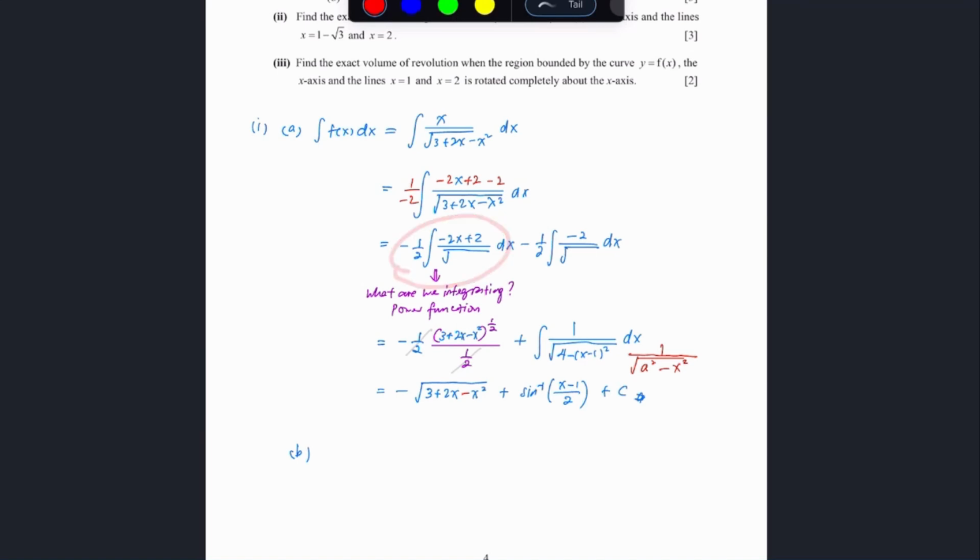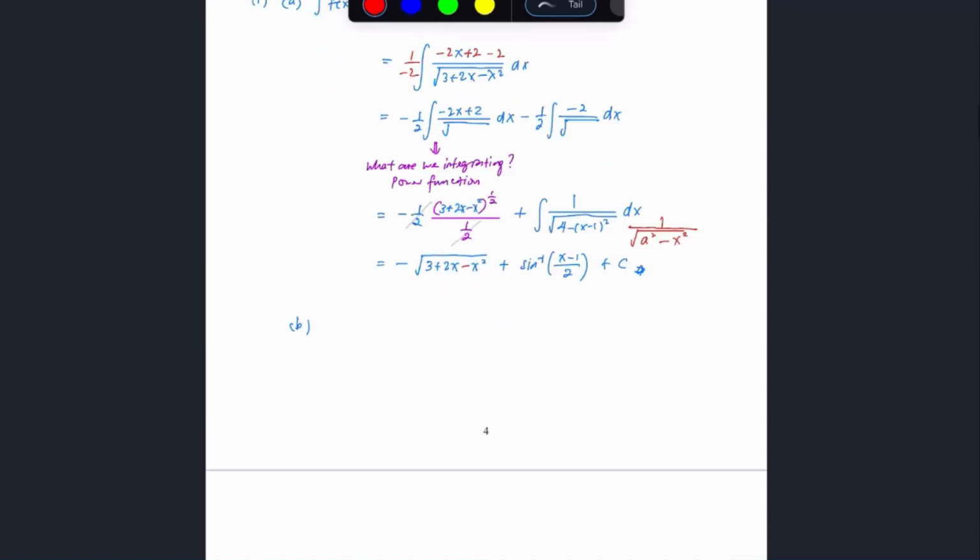This one, we are integrating a power function. So this is your f prime. But what are we integrating? The power function. This one itself is a square root function, but there is a squared minus x squared over here. So this thing is actually our inverse sine, making use of the formula. So this is part A.